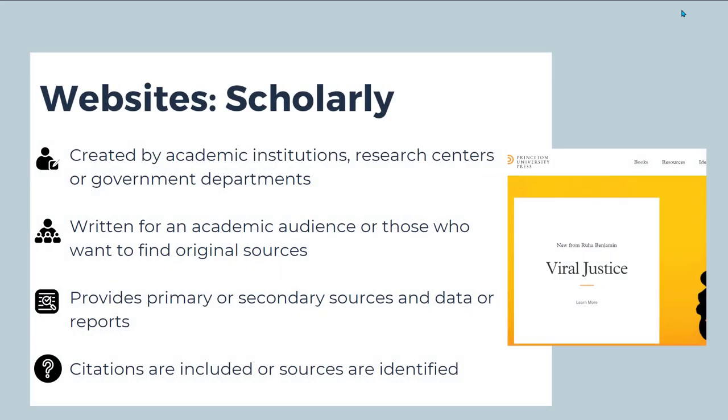Finally, we're going to talk briefly about websites. There are a lot of different types of websites, and we're combining them into the two categories of scholarly and popular. Scholarly websites are created by more scholarly sources, so academic institutions, research centers, and government departments. They're usually written for an academic audience or for those wanting to find original sources. They provide lots of types of data, reports, primary and secondary sources, and they usually have citations included.